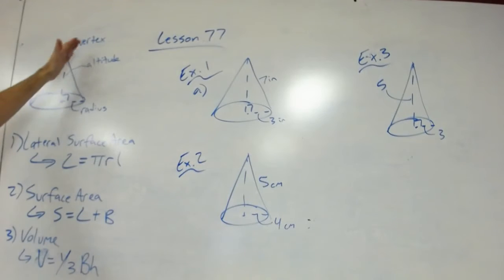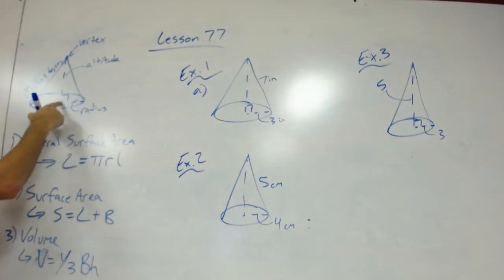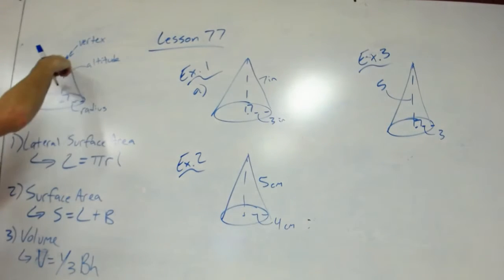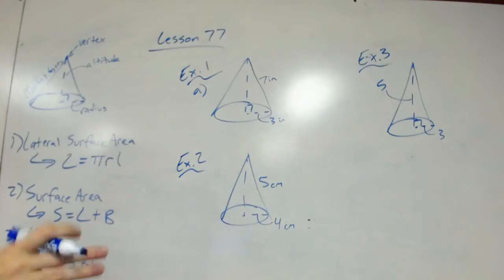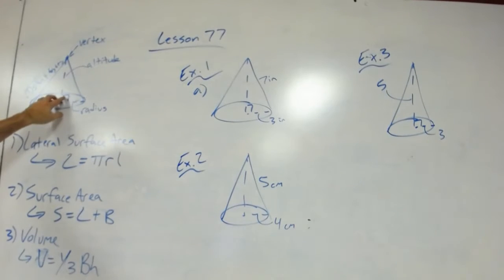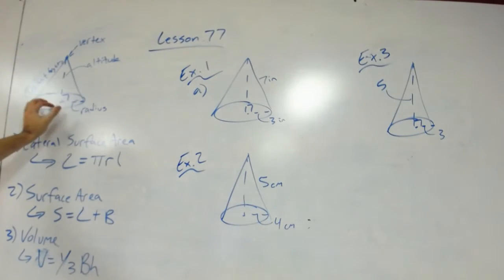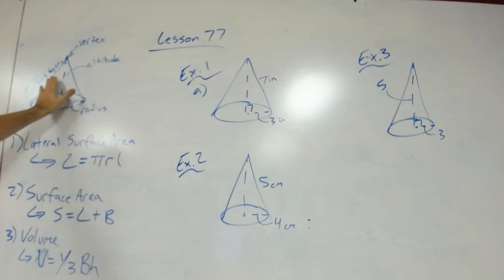So if I label definitions of a cone here, you have your radius, because that is half of the circle. We have the altitude, meaning your height, and your altitude is always perpendicular. Notice the little right angle there. You have your vertex, on the opposite end of the base. And then lastly, you have your slant height.